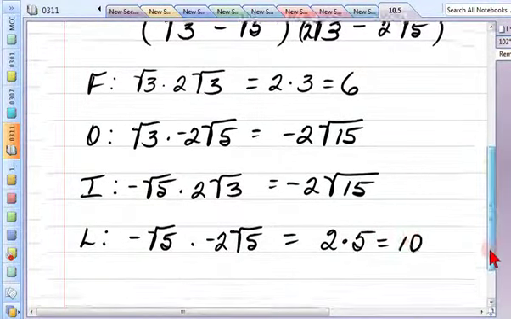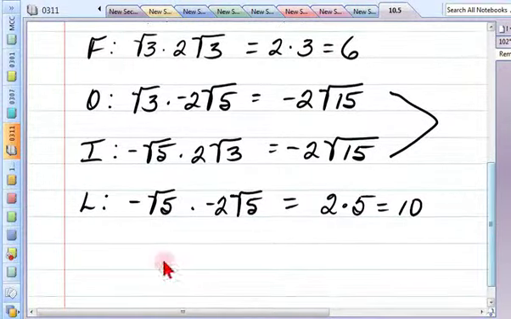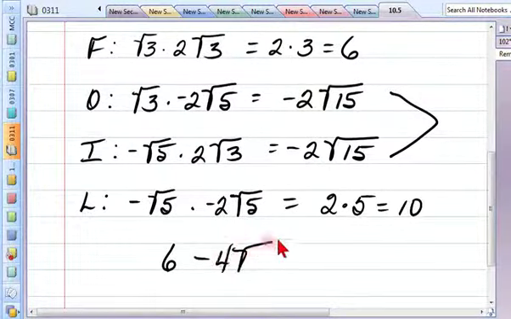Now, when I add all that stuff up, where do the radicals fall in? Where are the radicals in the answer? The outers and the inners? In the middle. Okay, so I had 6. If I add those together, minus 4 square root of 15 plus 10.